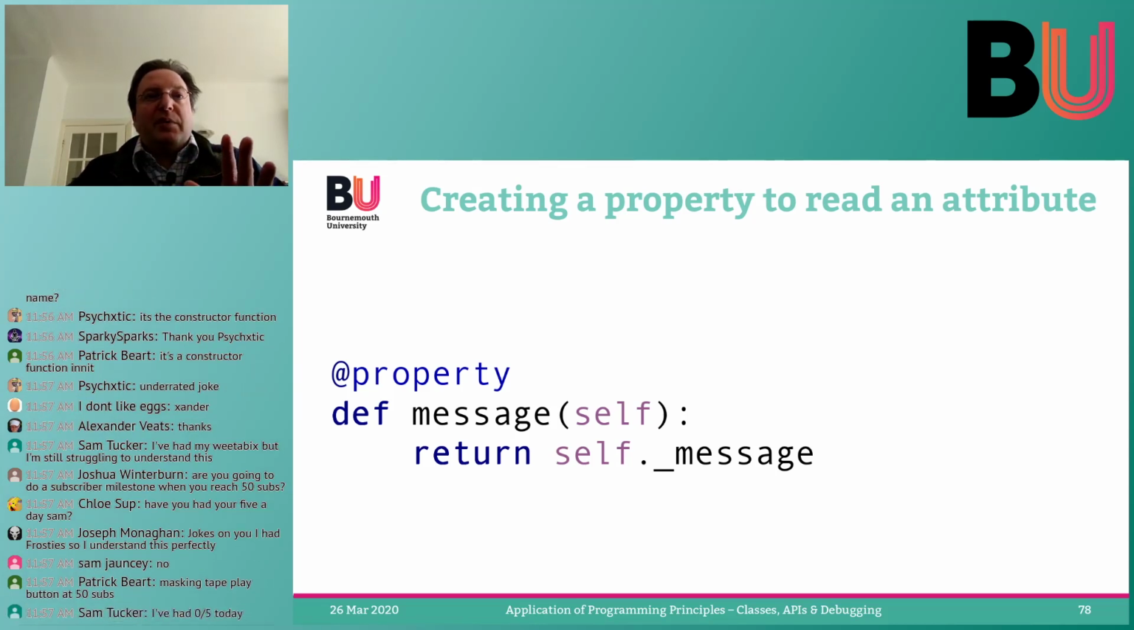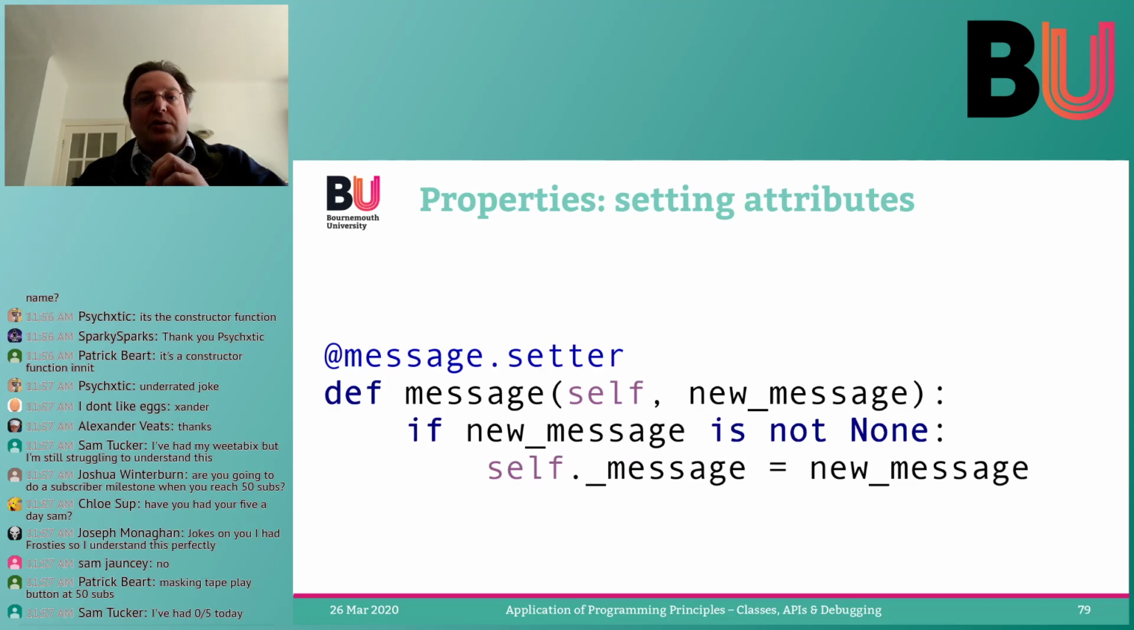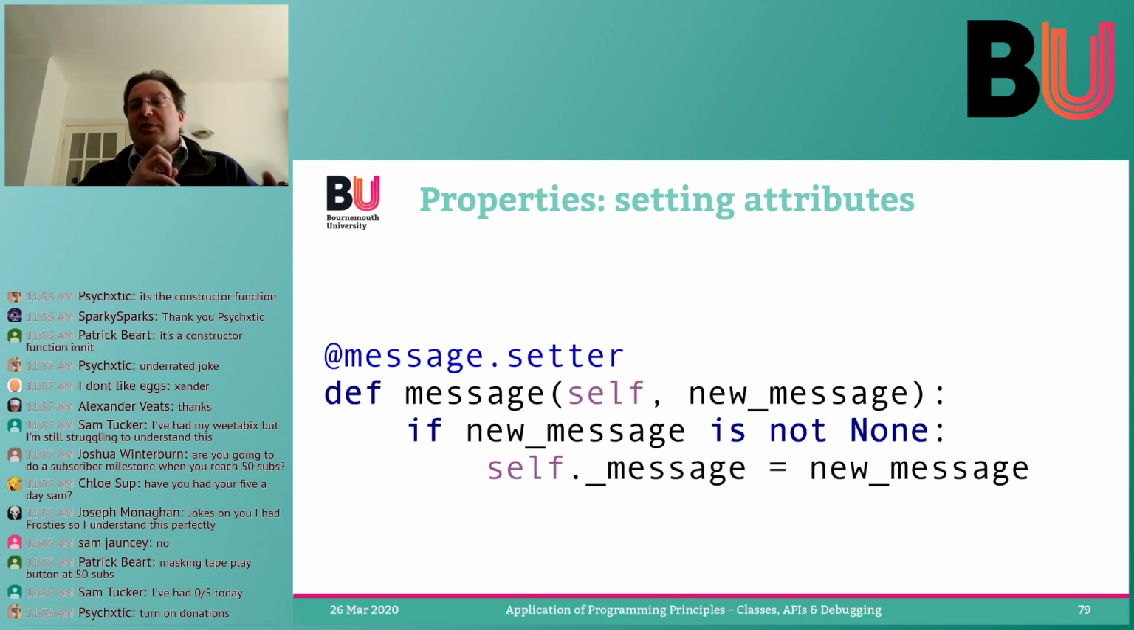So now we have looked at how to read a message. How do we write a message? We can have the setter, and this has an interesting annotation where we annotate the setter of that particular property. So we have the getter, and then we link a setter to that property.